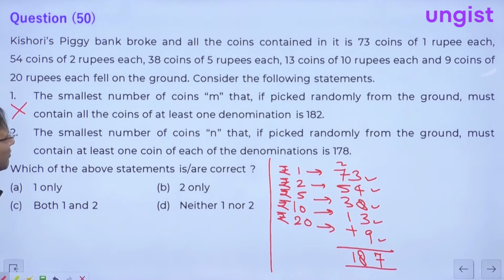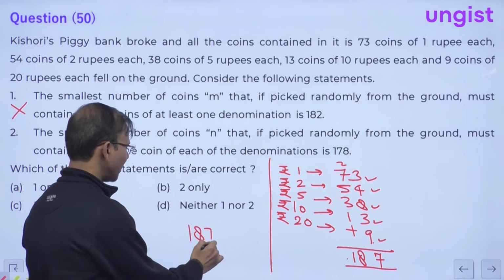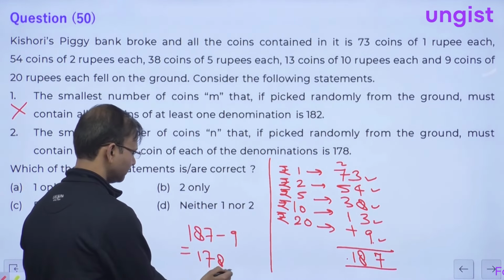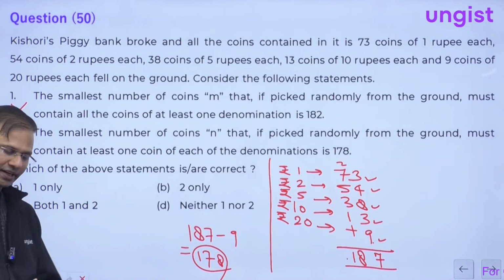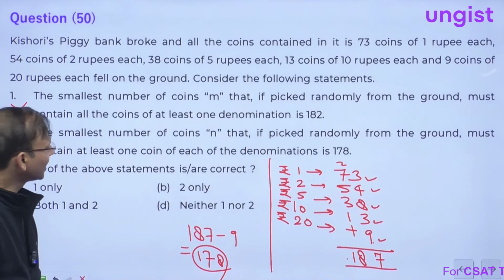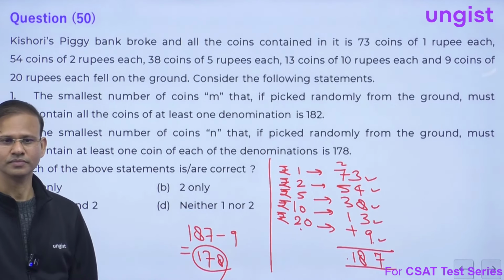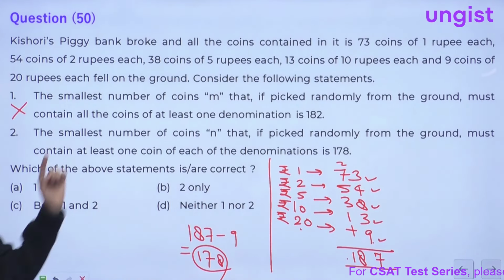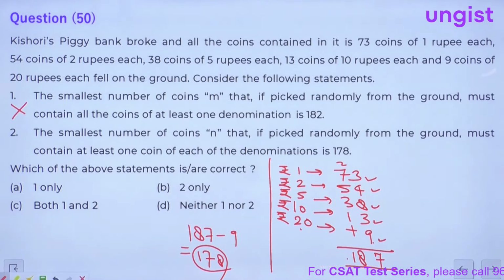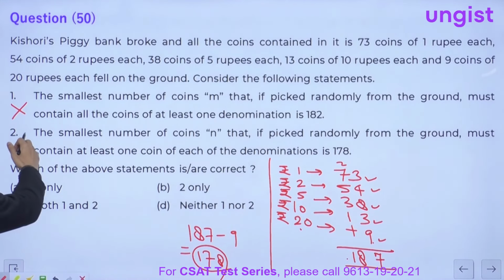The smallest number of coins, if picked randomly from the ground, must contain at least one coin of each denomination. So, guys, here this number is 9. Right? So, 187 minus 9 is 178. So, when you collect 178 coins from the ground, right, then it is possible that of one denomination you didn't collect even a single coin. Read the statement. So, 178 hai yahan pe, right? Guys, clear? So, this statement also is not correct.